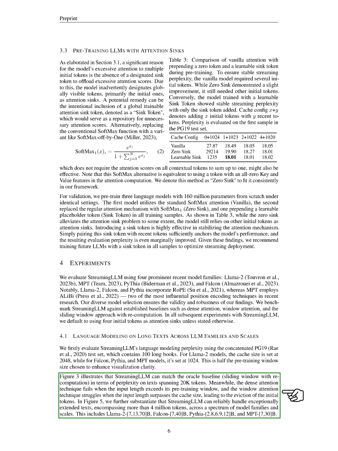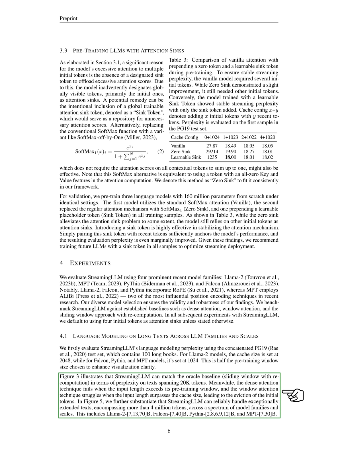We further demonstrate that StreamingLLM can reliably handle exceptionally extended texts, encompassing more than 4 million tokens, across a spectrum of model families and scales. This includes Llama 2 7B, 13B, 70B, Falcon 7B, 40B, Pythia 2.8B, 6.9B, 12B, and MPT 7B, 30B.